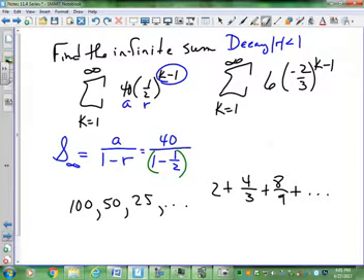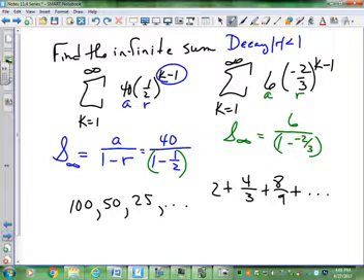Let's look at our second example. This is A and this is R. So S to infinity is going to give me 6 over 1 minus negative 2/3. That means plus positive. So if I add 1 to 2/3, I get 5/3. If I flip it and multiply it, I get 18/5.